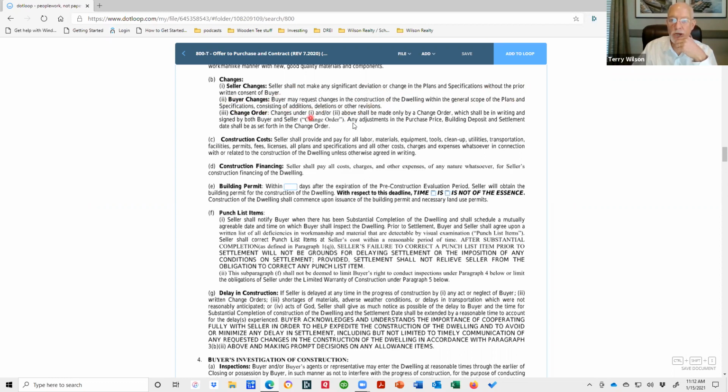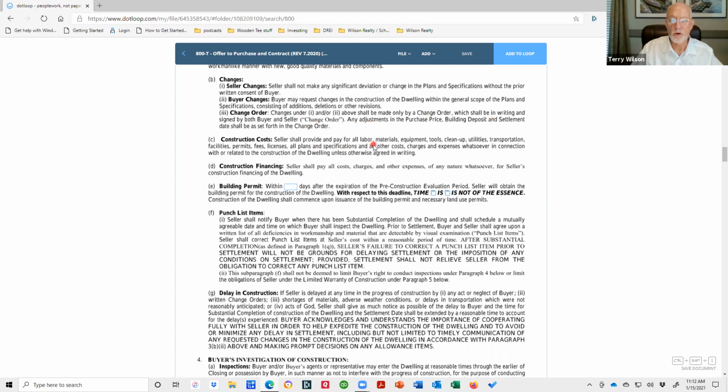If the buyer wants to do a change order, they will do a change order, which is a separate document in writing, signed by both buyers and sellers. Any adjustments to the purchase price. Remember, the purchase price is the total, including any changes in allowance, change orders, building deposits, et cetera. So you just want to make sure that you address that. And again, there is no realtor change order form. That's just going to be between the buyer and the builder.